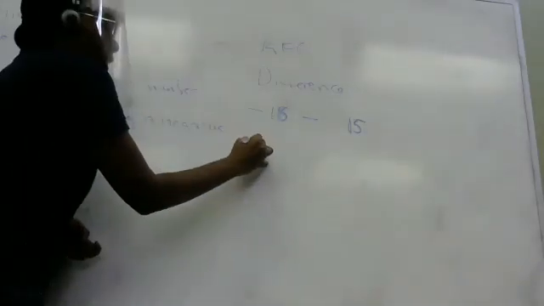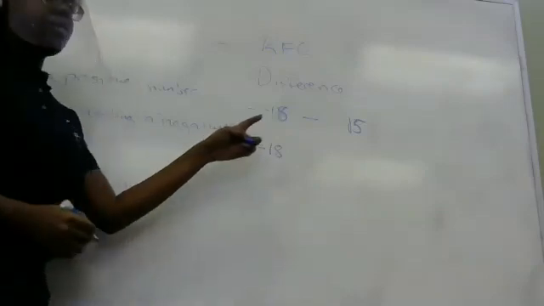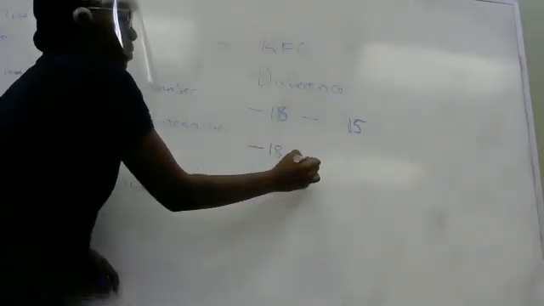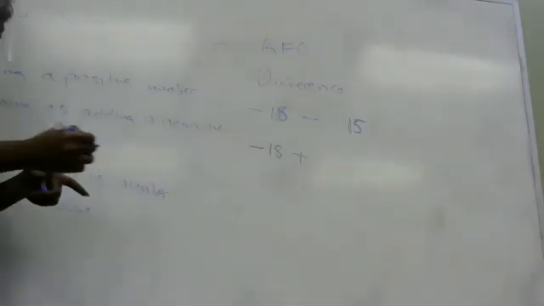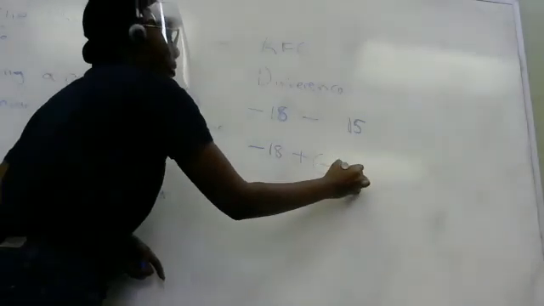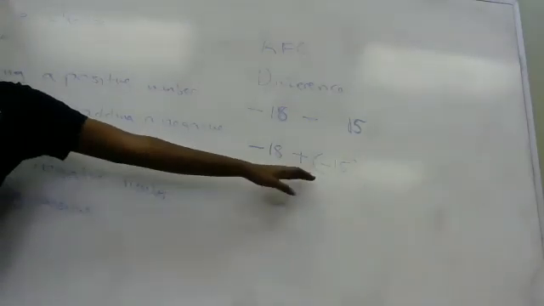Keep the 18, make the negative a positive, and then change the 15 to a negative. It is now -18 plus -15.